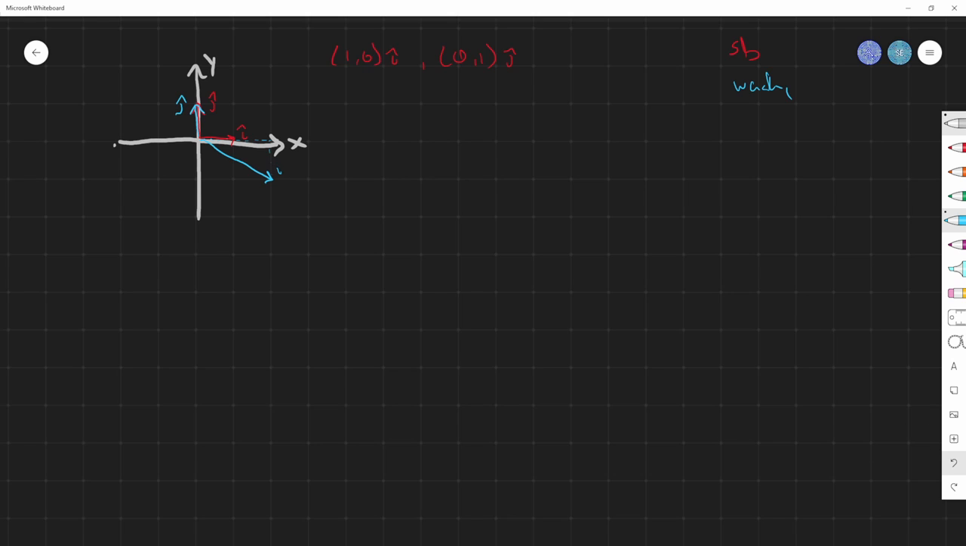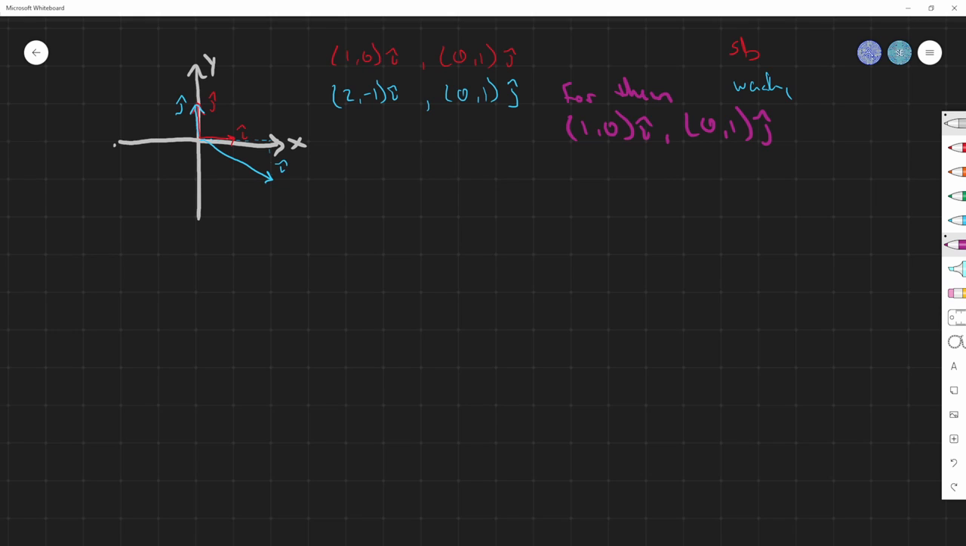This would be their i hat. Let me redo the i hat. This would be their i hat. So from this standard coordinate system, this is pretty much 2, -1 i hat and 0, 1 j hat. But for them, this is still 1, 0 i hat, and then 0, 1 j hat.